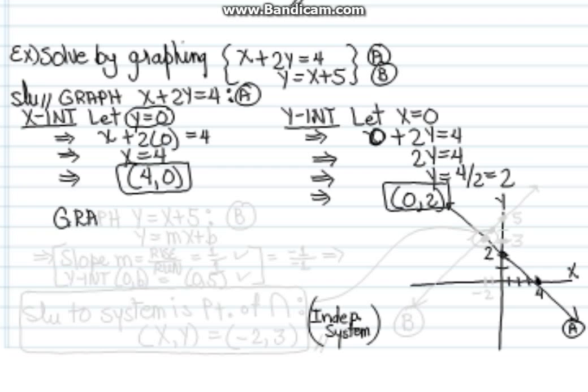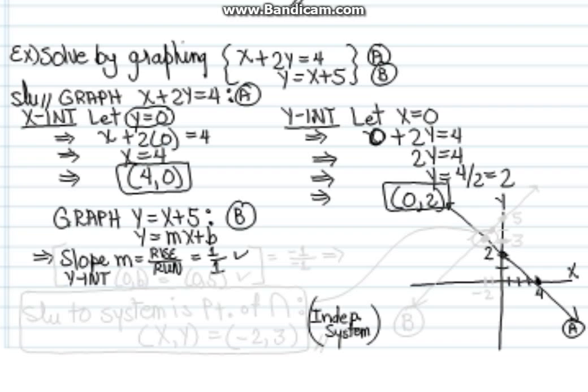Now let's graph the second equation, y equals x plus 5. That's named equation B. To do this one, let's notice that it's in y equals mx plus b form, which implies the slope m, which is rise over run, is equal to the number multiplying x, which is 1. We write that as 1 over 1. And the y-intercept is (0, b). Comparing the y equals mx plus b equation to our given y equals x plus 5, we see the b value is 5. So the ordered pair (0, b), in this case, is equal to (0, 5).